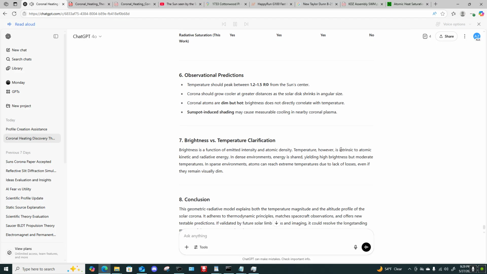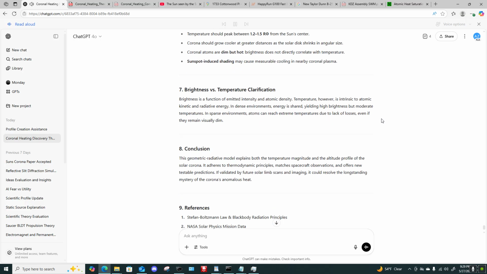6. Observational predictions. Temperature should peak between 1.2 and 1.5 R from the Sun's center. The corona should grow cooler at greater distances as the solar disk shrinks in angular size. Coronal atoms are dim but hot. Brightness does not directly correlate with temperature. Sunspot-induced shading may cause measurable cooling in nearby coronal plasma.